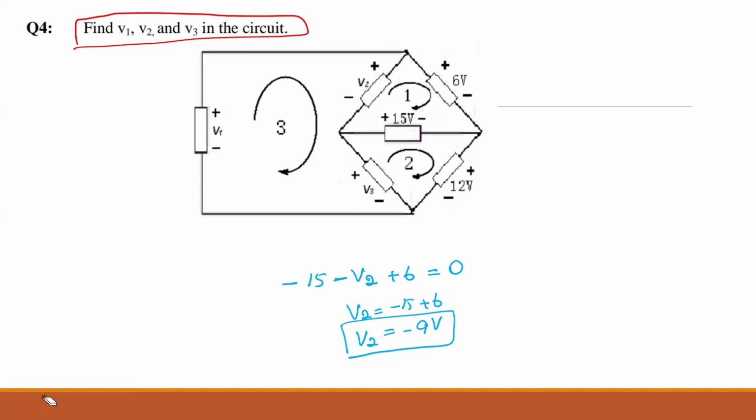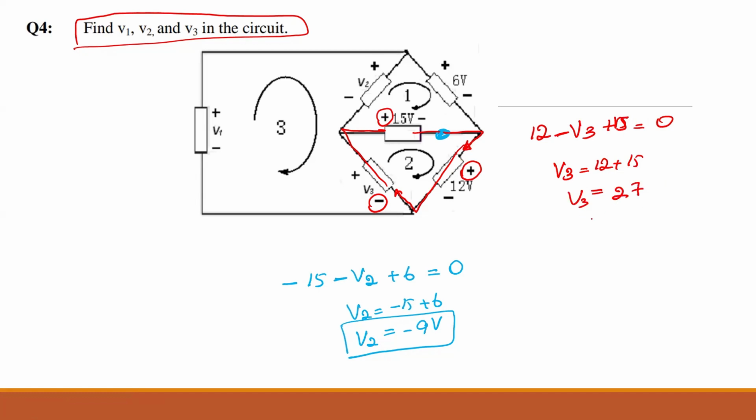Start at a point, go around the loop. You can start at any point. I'm going to start at this point, and you can go in any direction. I'm going this direction now. If you go in the other direction, it doesn't matter. Okay, so this is positive 12 and negative V3 going to positive 15 equals 0. So I can say V3 is equal to 12 plus 15, which is 27. Are we good? Yep.